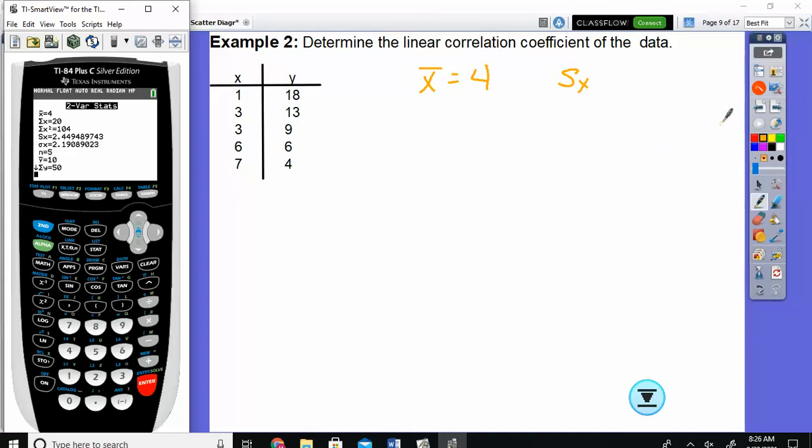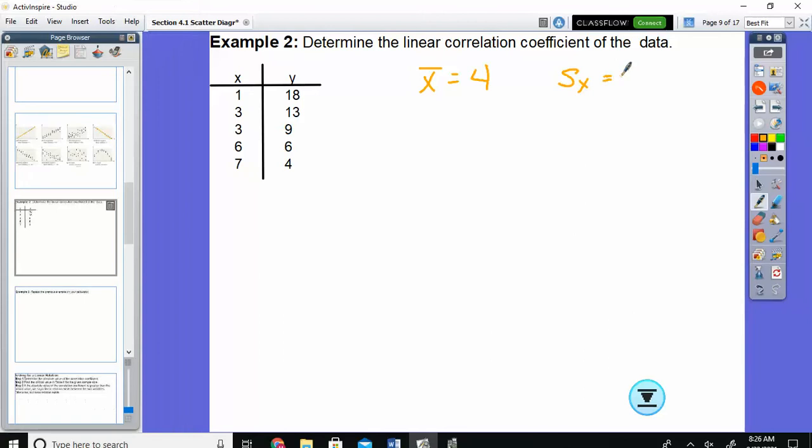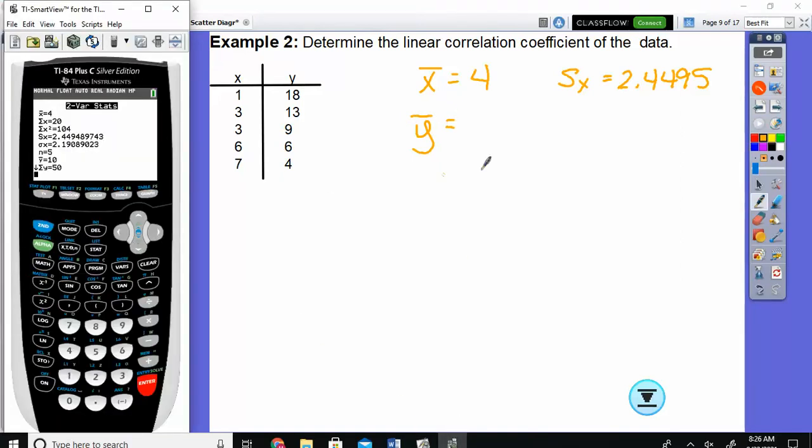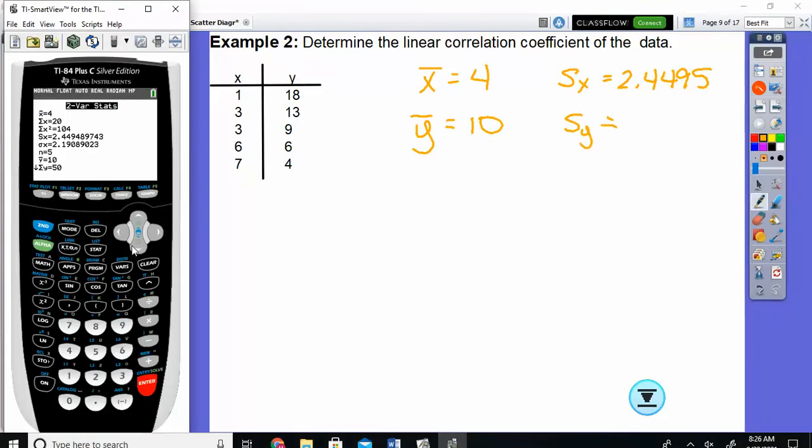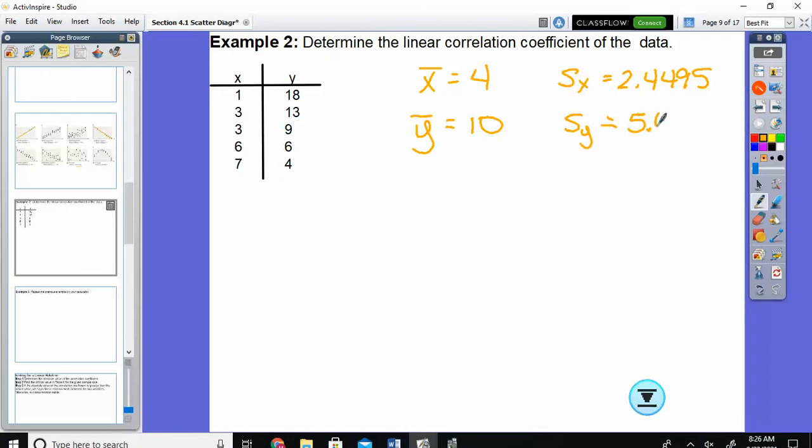So 2.4495. The mean for your y is 10. Standard deviation for the y is 5.612.